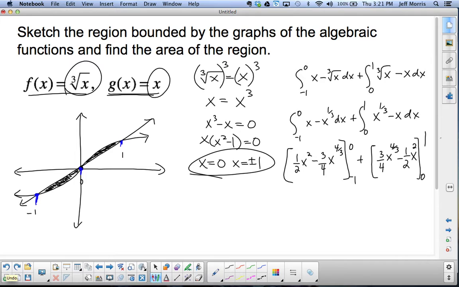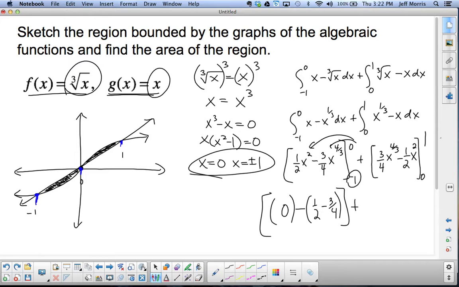F of b minus f of a. When I plug in my 0, I'm just going to end up with 0, and then I plug my -1 in. 0 just gave me 0. Then I plug -1 in, I'm going to end up with 1/2 minus, because -1 squared is 1, and 1 times 1/2 is 1/2. -1 here would be the cube root of -1, which is -1. But then -1 to the 4th power would be +1, and then it ends up just being minus 3/4.